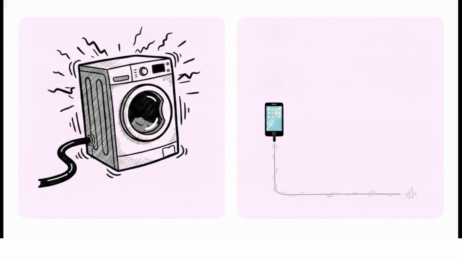A washing machine might draw up to 1,400 watts of total power. It needs a massive flow of amps to literally spin a heavy, wet drum of clothes. Your phone charger? It only needs a tiny fraction of that, maybe 10 watts, because it's just gently pushing a small amount of electrons into a tiny battery.